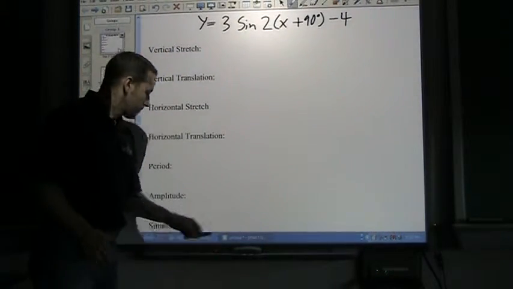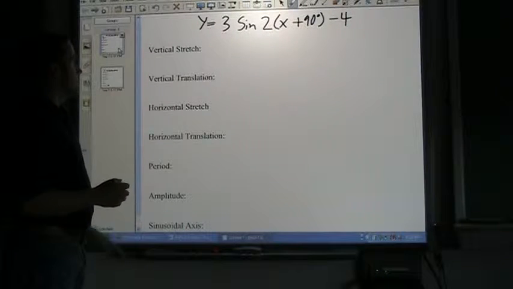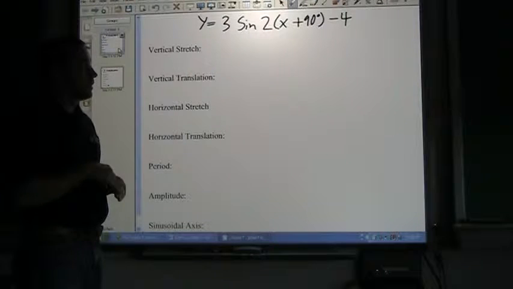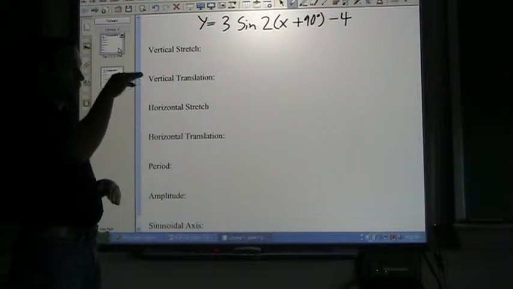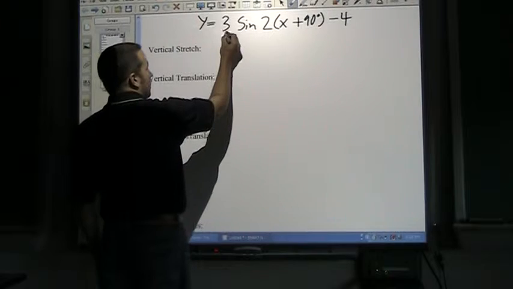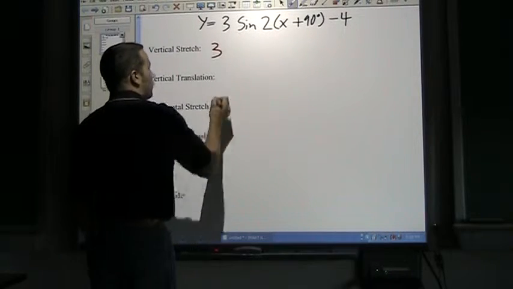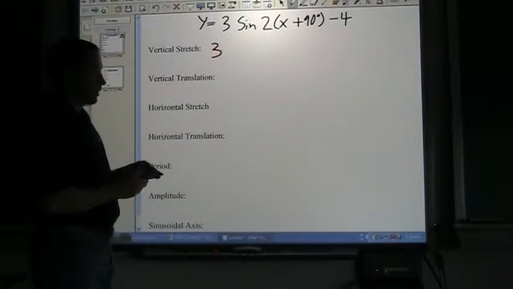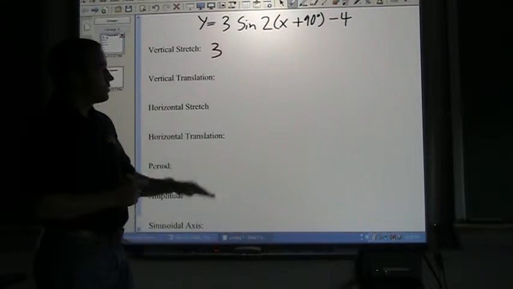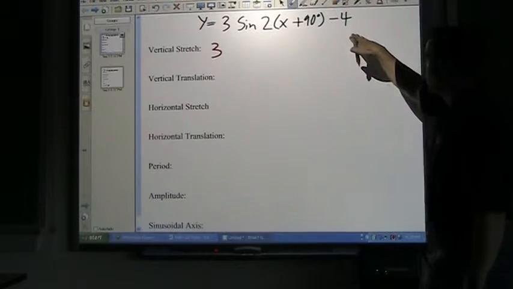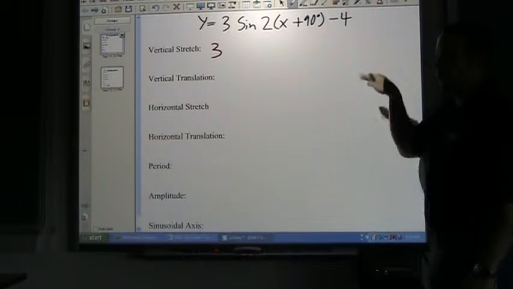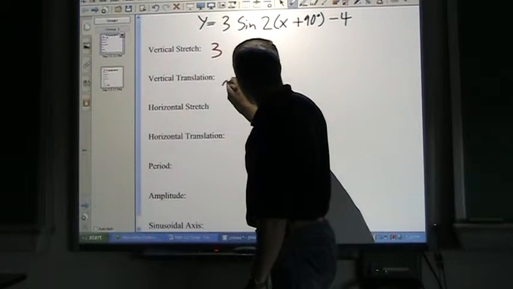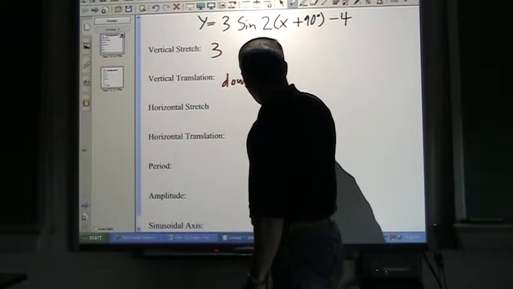So, here we go. Let's start looking at these. Vertical stretch. Remember that means up and down, vertical. So how much have I stretched out my graph in the vertical direction? Well, 3, the number right out in front here. Vertical translation. Again, vertical is up or down. So the number on the end, my sinusoidal axis, tells me that I've moved the whole graph down. Subtract 4. So I write down 4.